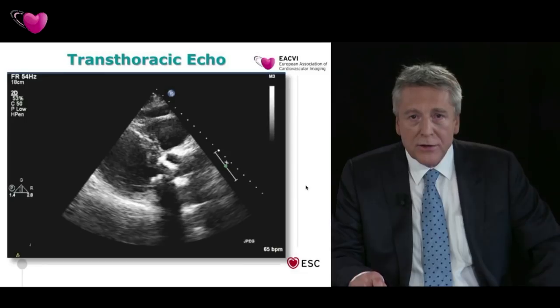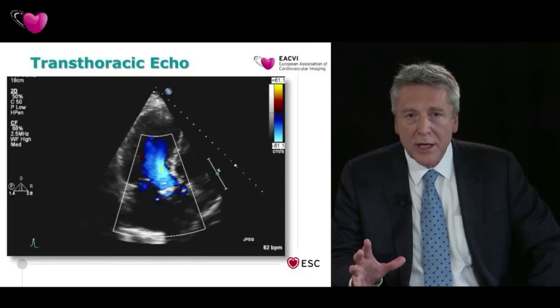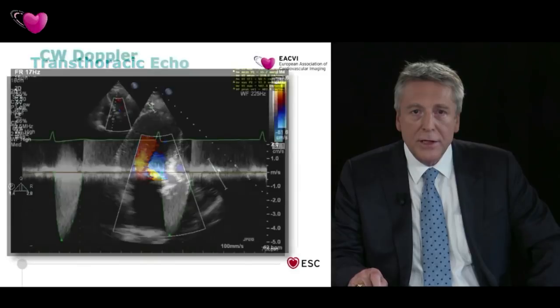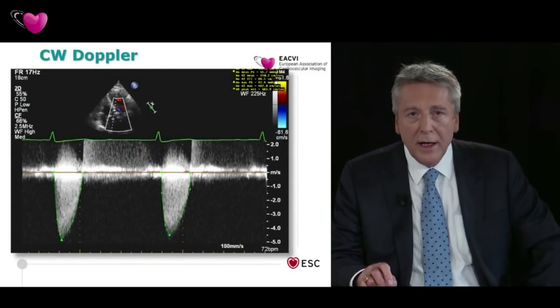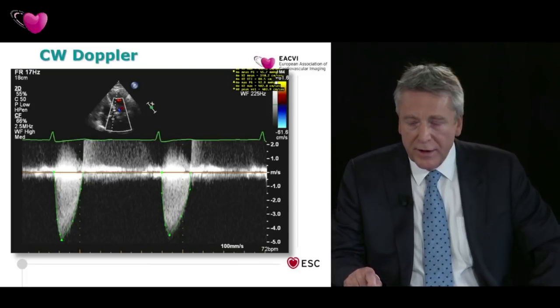Here is another transthoracic echo image showing that he's got mild to moderate aortic regurgitation, and you can see the left ventricular function appears to be good. This is the continuous wave Doppler through the aortic valve with very high velocities confirming the presence of severe aortic stenosis.